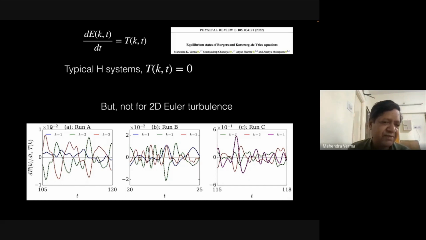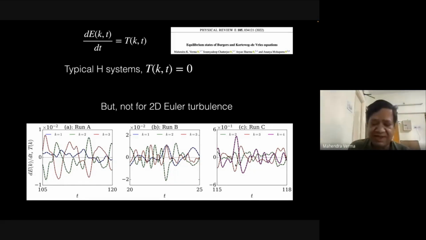So 10 power minus 2, which is significant. I mean, it's not like 10 power minus 6. And there are three different wave number shells. Now, for all these three runs, we have significant fluctuations. That means it is a non-equilibrium system. That's what our claim is.